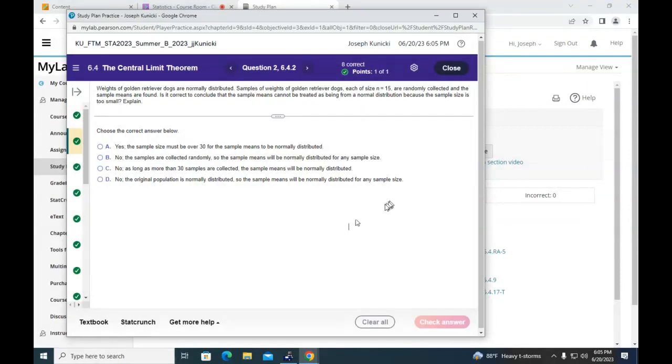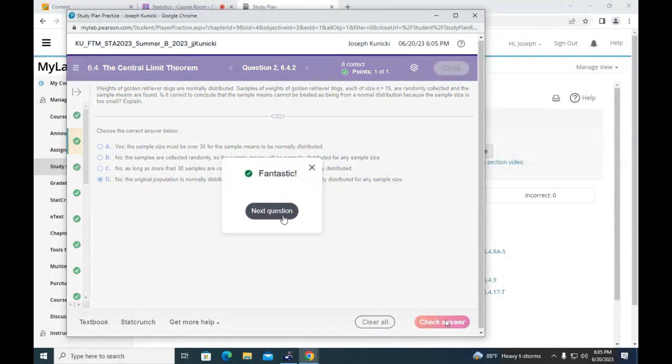Number 2. Weights of golden retrievers are normally distributed. So right there, boom. Samples of weights of golden retriever dogs, each of size n equals 15, are randomly collected. Is it correct to conclude that the sample means cannot be treated as coming from a normal distribution because the sample size is too small? No, because the population is normal. So it doesn't matter what the sample size is. Okay.